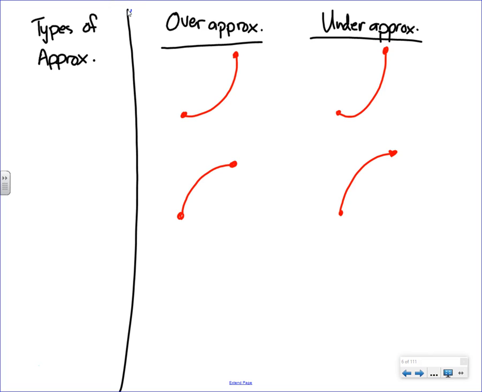Question: when will a concave up portion be an over approximation? What kind of Riemann sum would you need to be doing? To be an over approximation, we would need to come from the right. Good. So when you have a concave up portion, a right Riemann sum will over approximate.